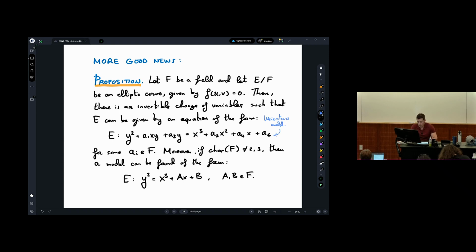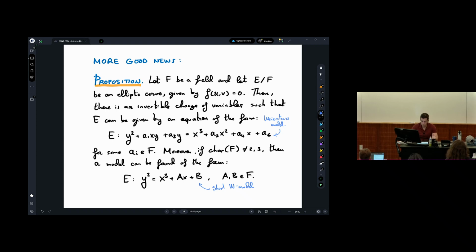And moreover, if the characteristic of the field is not 2 or 3, so if you're working over F2 or F3, then you might be stuck with an equation like this. But if you're working over Q, over the complex numbers, or over a number field like Q adjoin i, there is actually a change of variables that will bring you to what we call many times a short Weierstrass model. And those are just easier to write down.